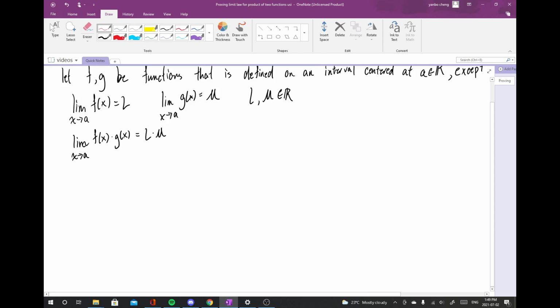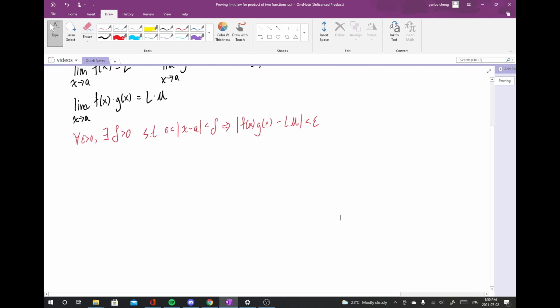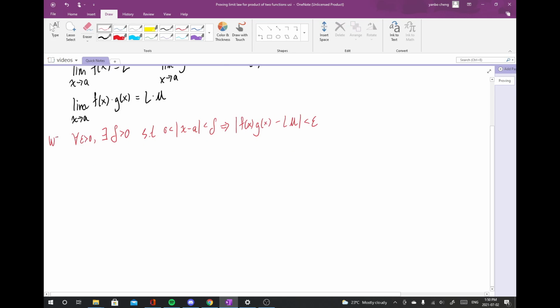So now we have this. Let's try to write this formally in terms of epsilon and delta. For all epsilon greater than 0, there exists delta greater than 0 such that as the distance between x and a decreases, this implies that f of x times g of x gets closer and closer to L times m. Okay, so this is what we want to prove.